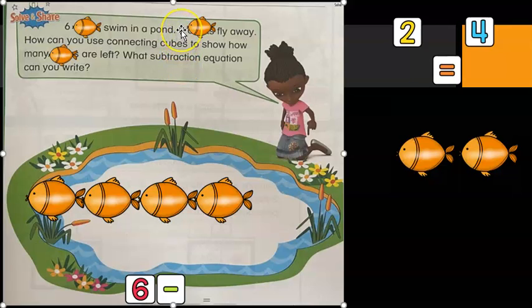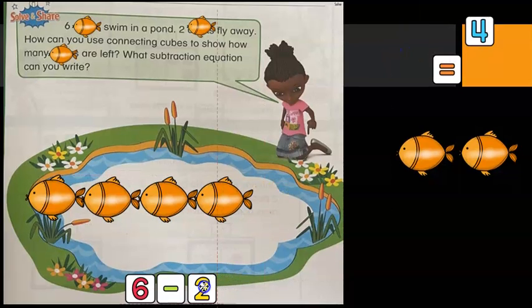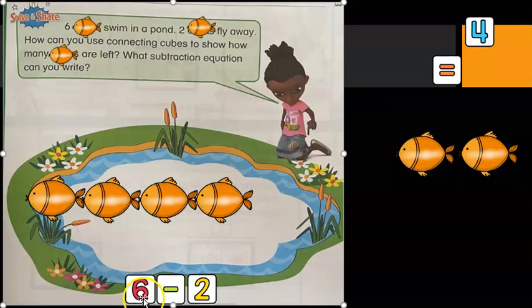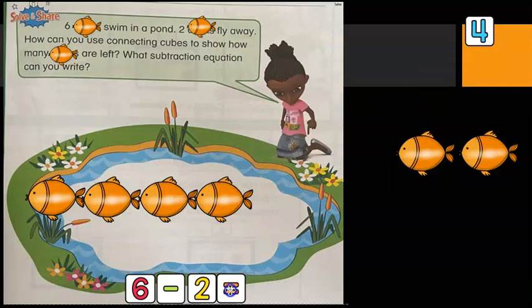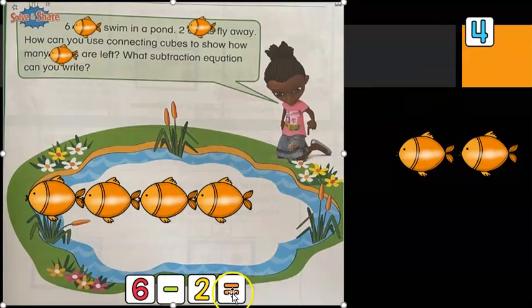Now, what's the next number that Jada told us up here? 2, because look, we took 2 out. We have to use 2 here. So let Mr. Begay put 2 there. So look at our subtraction equation. Actually, let's repeat this. 6 minus 2. Now, Mr. Begay is going to get that equal sign again. Let me put it behind that too. Now look, here's our subtraction equation. 6 minus 2 equals.